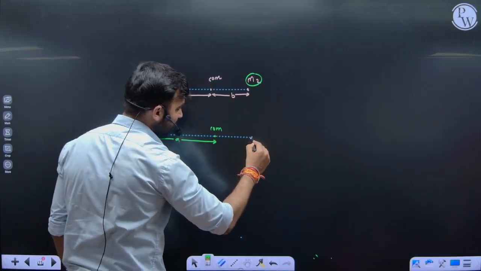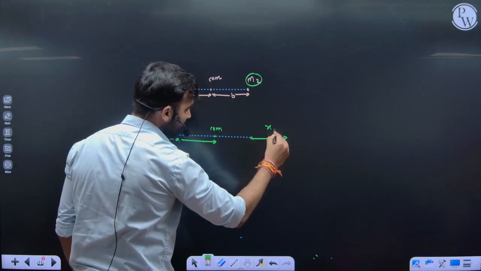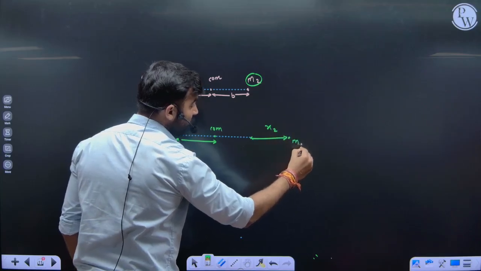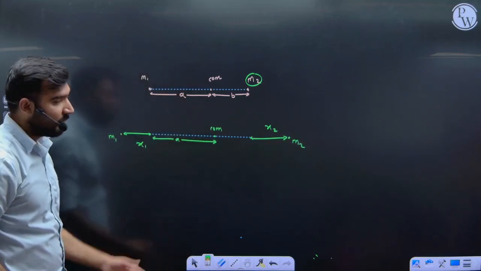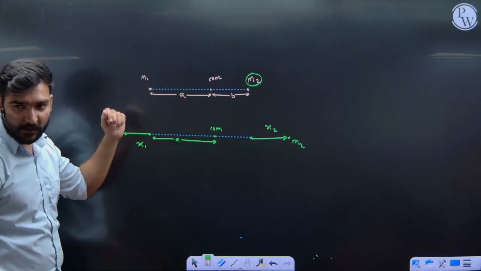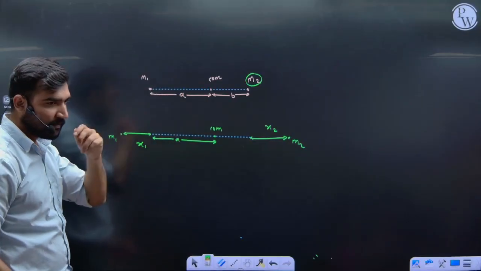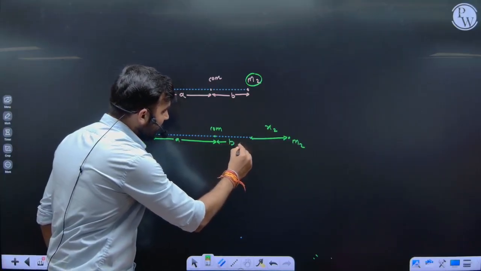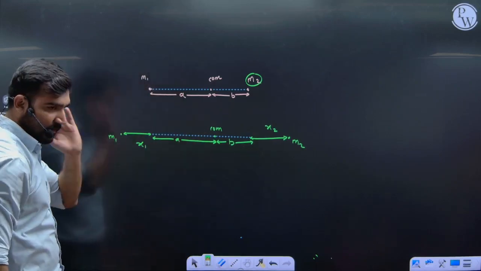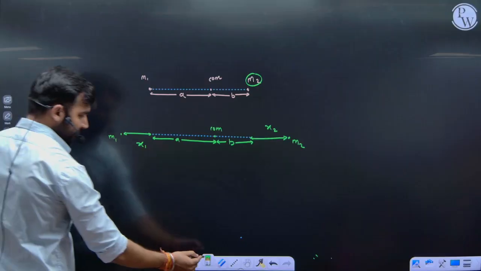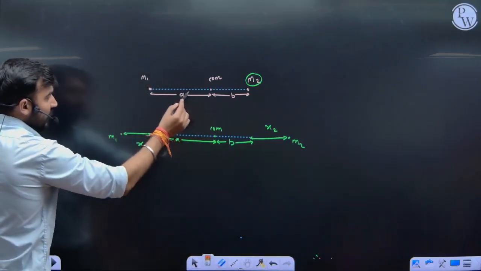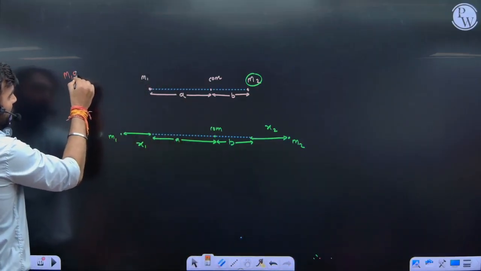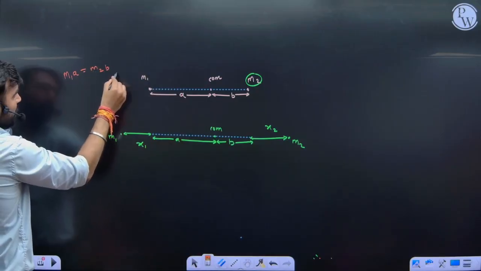So displace this by a separation x2, let's say. It depends now on whose mass is greater. If both are the same mass and both separations are the same, then I will say something. Let's say x2 distance I displaced it. This is b, it is given. Then the center of mass remains the same. I am applying the same thing. Sir, here can you write m1a is equal to m2b.